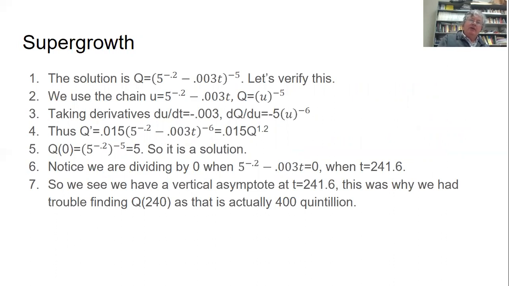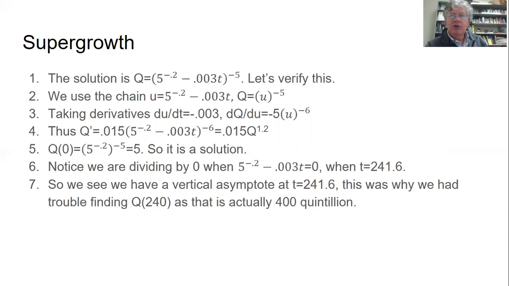Super growth. Okay, here the solution is quite complicated, but it's easy to verify because we've got a nice chain. So we get u equals 5 to the power negative 0.2. That's just a constant, so don't worry about it. Minus 0.003t. And we let q equal u to the minus 5. So, using the chain rule, we just take the derivatives. The derivative of u is just minus 0.003. Remember that 5 to the power is just a constant, so it disappears when we take the derivative, and we just get the negative 0.003.